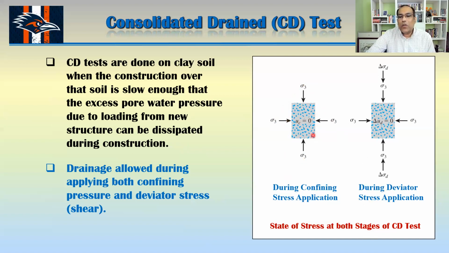Once this one is consolidated, then I'm applying the deviator stress from the top. I'm applying the deviator stress so slowly that the excess pore water pressure will be 0 most of the time. So that's basically the two stages. During confining stress application, and during deviator stress application, in both cases drainage is allowed so that your pore water pressure is actually 0.